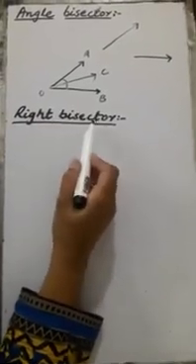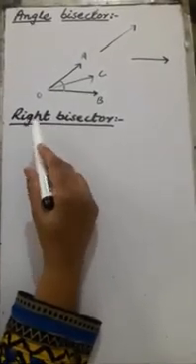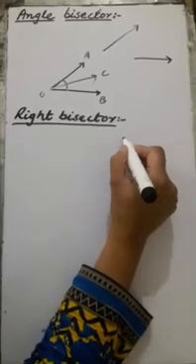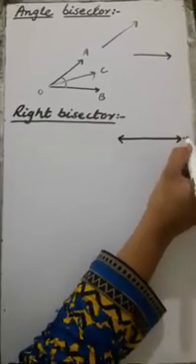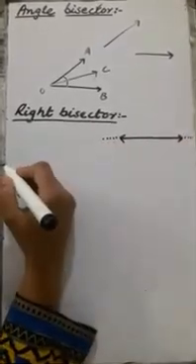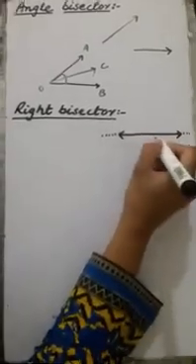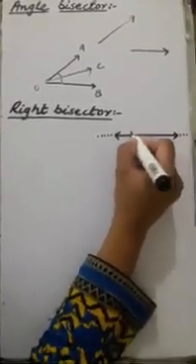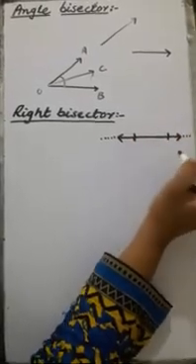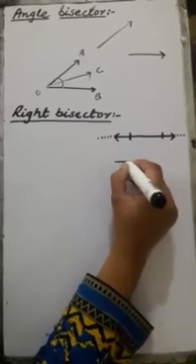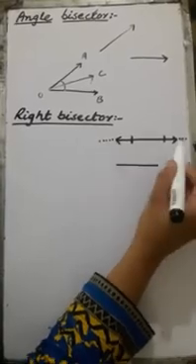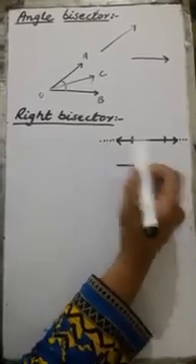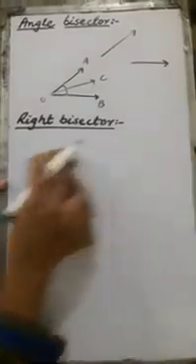The next definition is the right bisector. Before starting this definition, we must recall what a line segment is. First of all, the line has no endpoints. It means this line is extending from both sides. And what is a line segment? A line segment is a part of the line. Suppose I take a line segment from this point to this point, this is a part of the line and it has two endpoints. This is a line segment with two endpoints, and this is a line extending from both sides. Now we will discuss what a right bisector is.